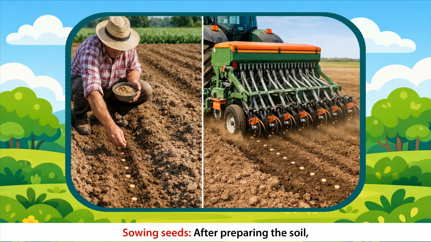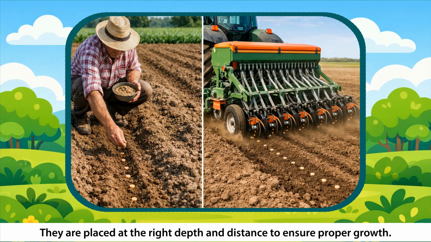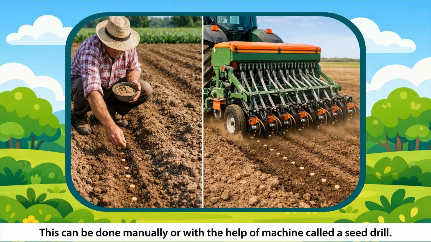Sowing seeds. After preparing the soil, healthy and good quality seeds are carefully sown. They are placed at the right depth and distance to ensure proper growth. This can be done manually or with the help of a machine called a seed drill.